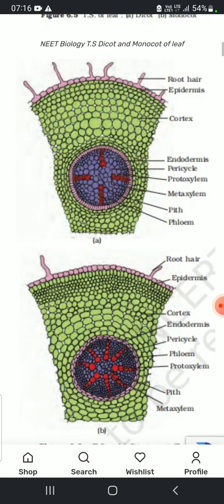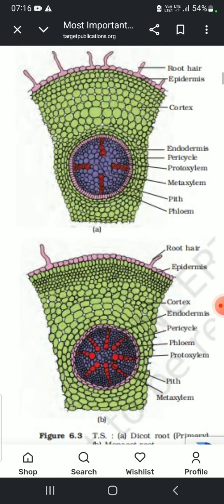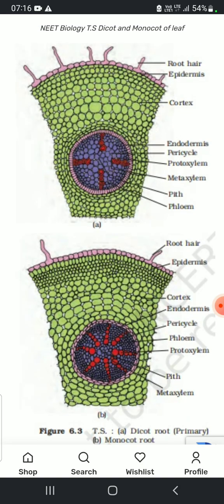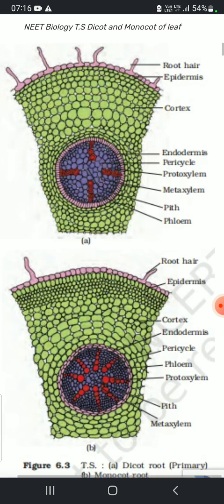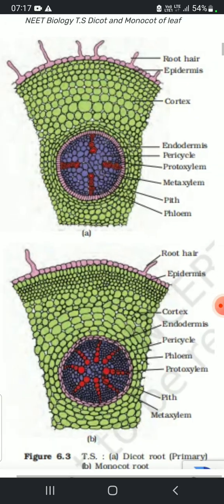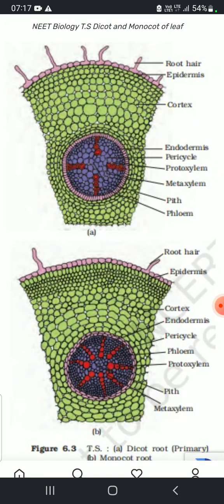Next we have the dicot root. So we can see the root hairs, then epidermis, then the parenchyma cells with some space in it. It is cortex, then endodermis, then pericycle, then protoxylem, and centrally placed metaxylem. Then between it we have pith, and then phloem.